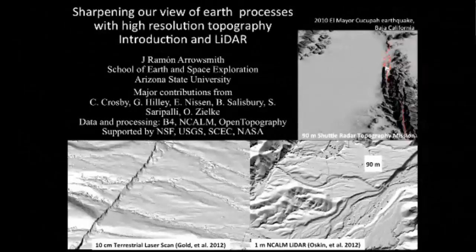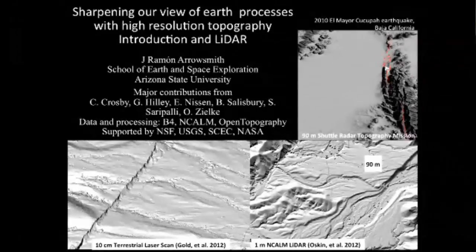So on the right, this diagram is showing the area of the El Mayor-Cucapah earthquake, and this would be 90 meter per pixel Shuttle Radar Topography data. So it's kind of useful at a regional scale to show the Laguna Salada and the adjacent mountain range, but we really aren't going to talk about the surface rupture with these data. The red line shows where the rupture went.